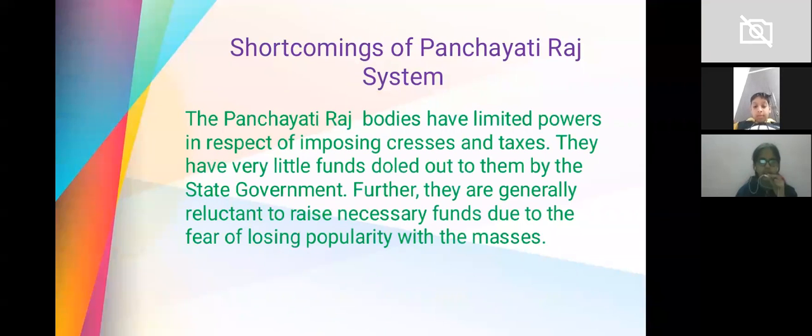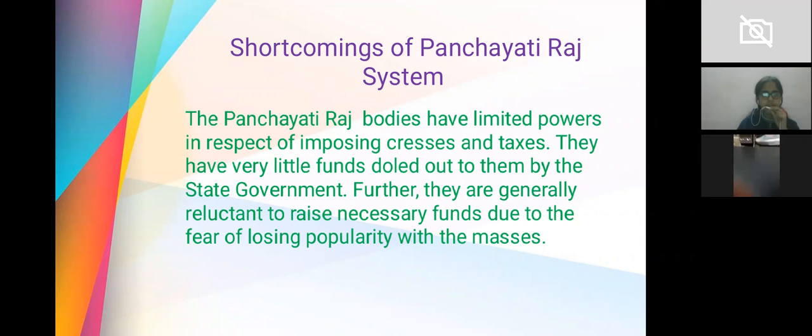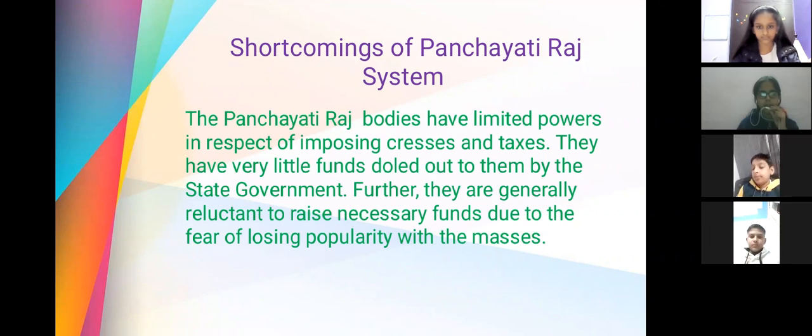Shortcomings of Panchayati Raj system. The Panchayati Raj bodies have limited powers in respect of imposing taxes. They have very little funds doled out to them by the state government. Further, they are generally reluctant to raise necessary funds due to the fear of losing popularity with the masses.